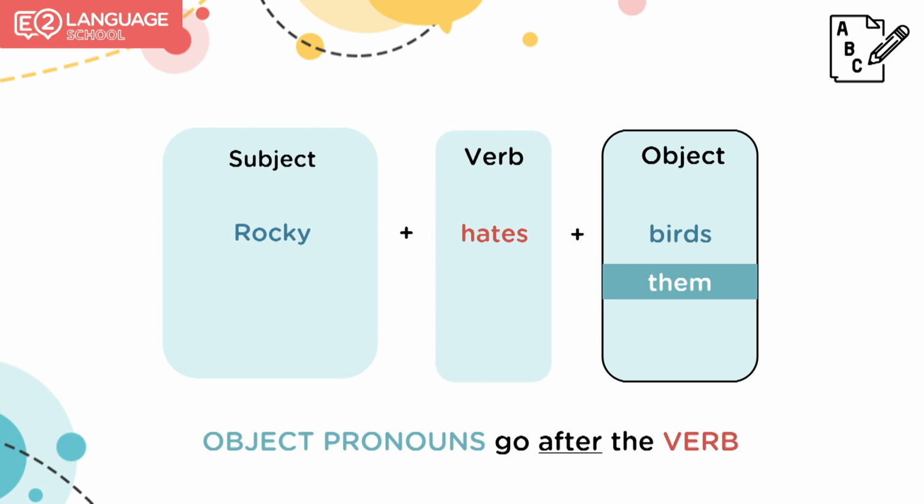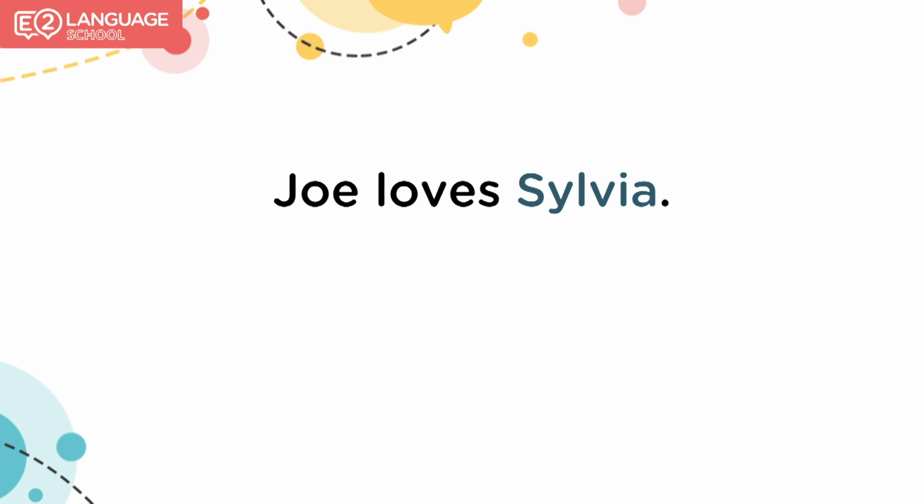And so it's important to remember that object pronouns will always go after the verb, and that's because the object part of the sentence is also always after the verb. So let's take a look at some example sentences. Joe loves Sylvia. Joe is the subject, love is the action or the verb, and the action has an impact and it affects Sylvia. So Sylvia is the object of the sentence. So we can replace Sylvia with the object pronoun, Joe loves her.